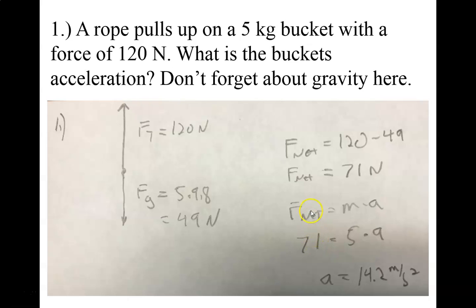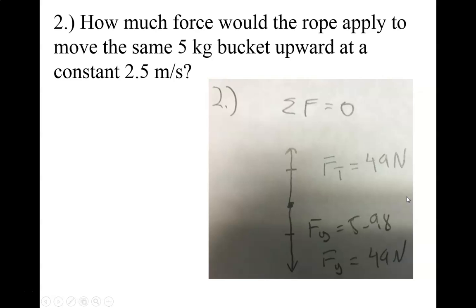And 71 is my net force, equals my mass, which is 5, times my acceleration, which is what I'm looking for, and we get 14.2 meters per second squared. So we had to calculate the force of gravity, calculate the net force, and then use F equals ma. So a couple steps there.